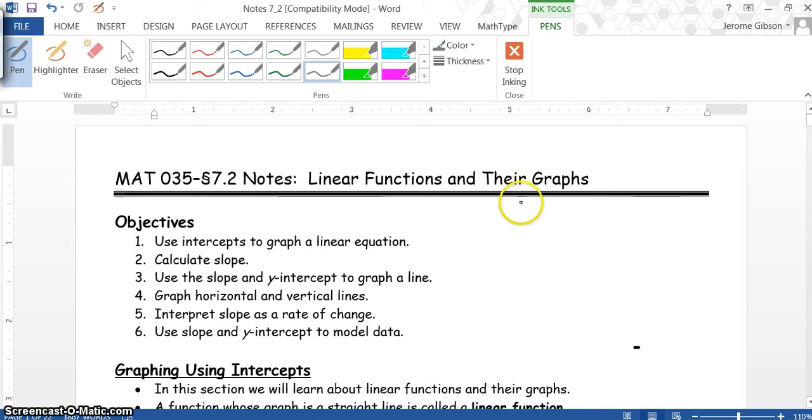Hello class, we're about to start section 7.2, linear functions and their graphs. Objectives: use intercepts to graph a linear equation, calculate the slope, use the slope and y-intercept to graph a line, graph horizontal and vertical lines, interpret slope as a rate of change, use slope and y-intercept to model data.